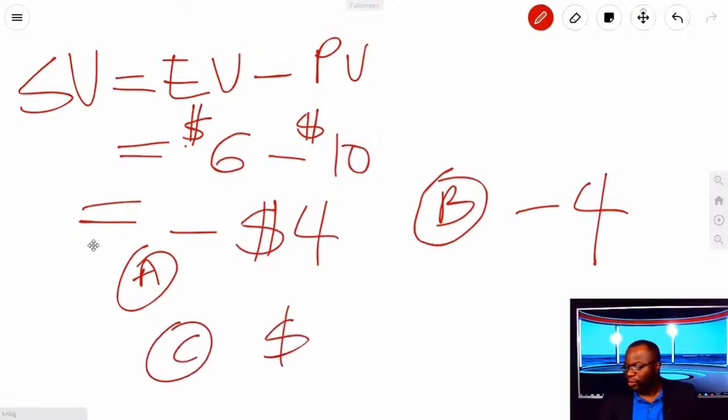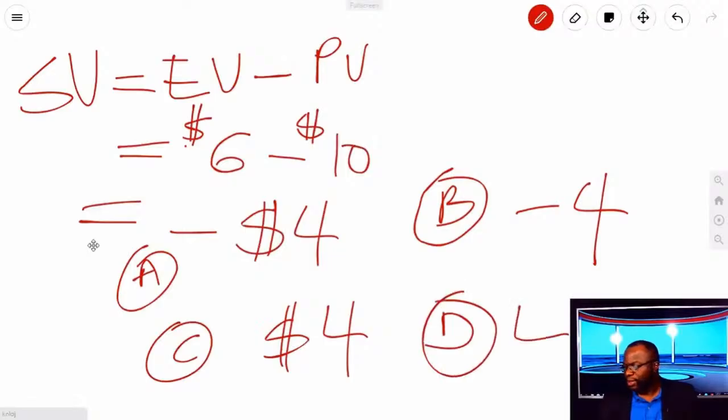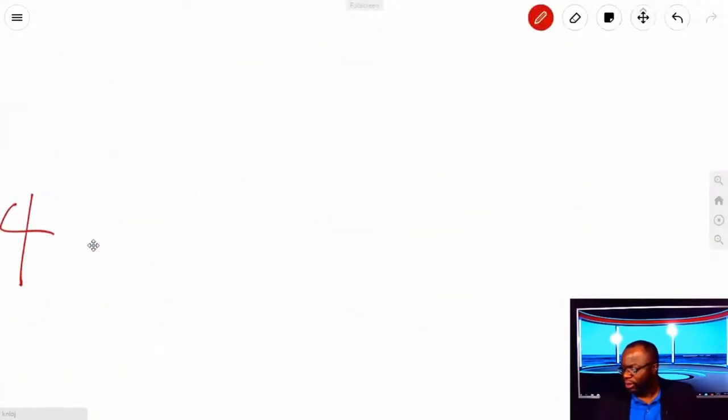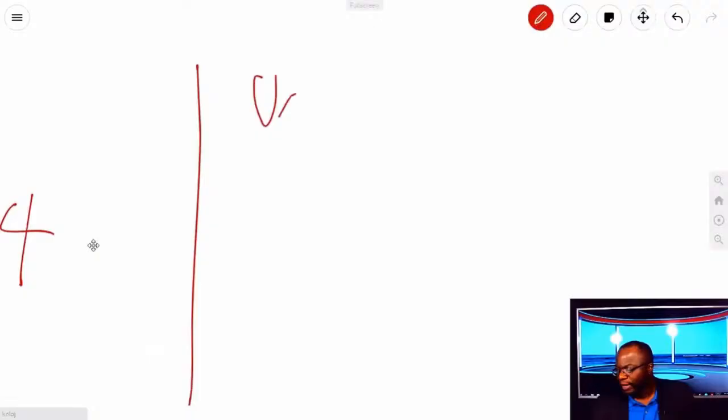What about $4 and what about good old 4? These are tricks that you could get on your exam, and if you don't pay close attention to the fact, let me help you out. Let me give you one more tip for those who are not looking.